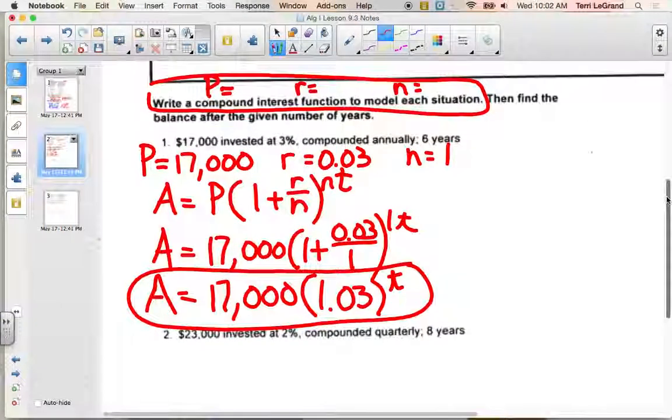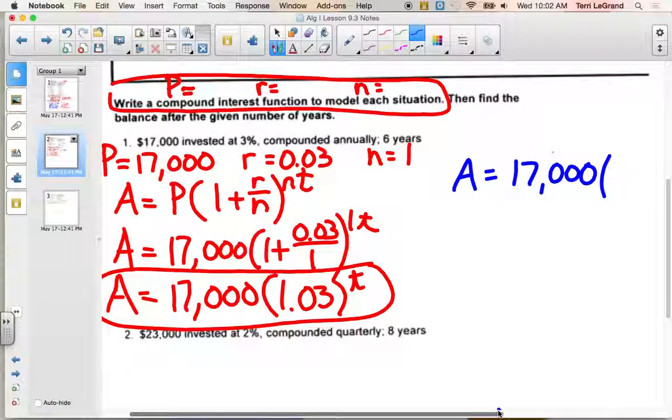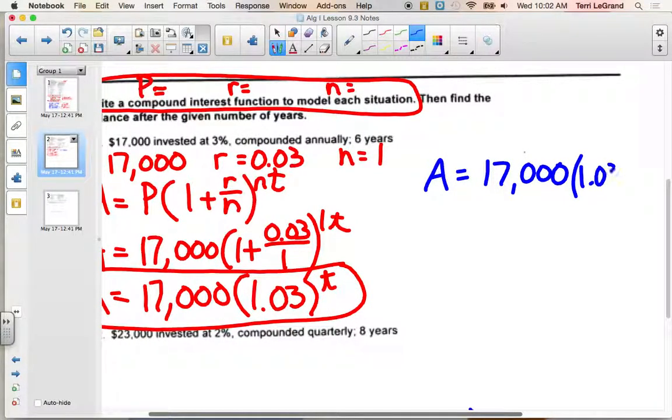Okay, so now we're going to go and use it. So we're going to do A equals 17,000 times our 1.03 raised to the 6th power. Our t is 6. Okay, go ahead and calculate that. It's money, so we're going to round to the nearest cent. Again, not a good day to be without a calculator. And some of you are.